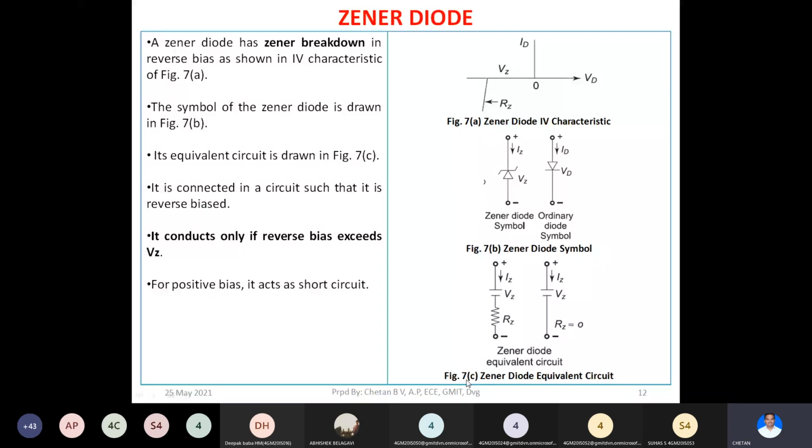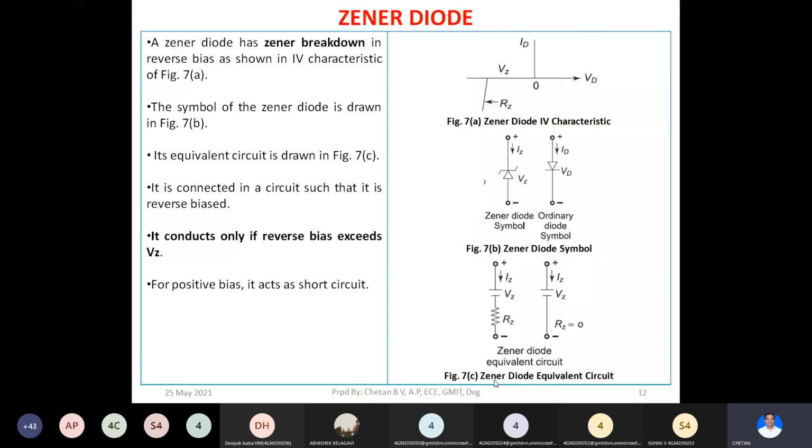Figure 7c shows a Zener diode equivalent circuit. So the use of equivalent circuit is to perform circuit analysis or network analysis to find out different currents and voltages in a particular circuit.